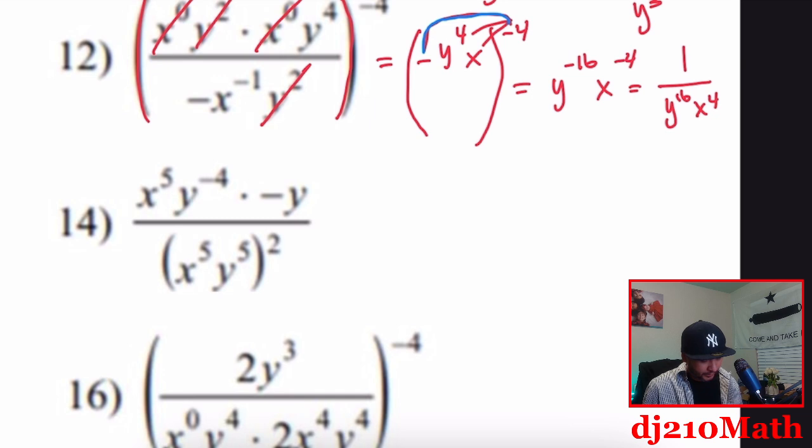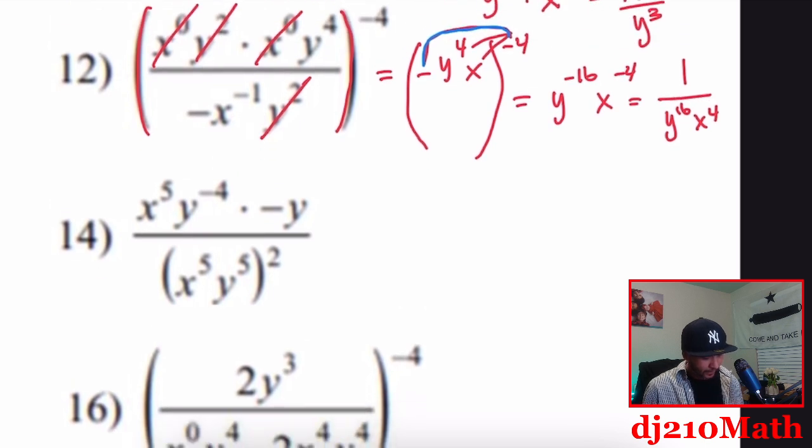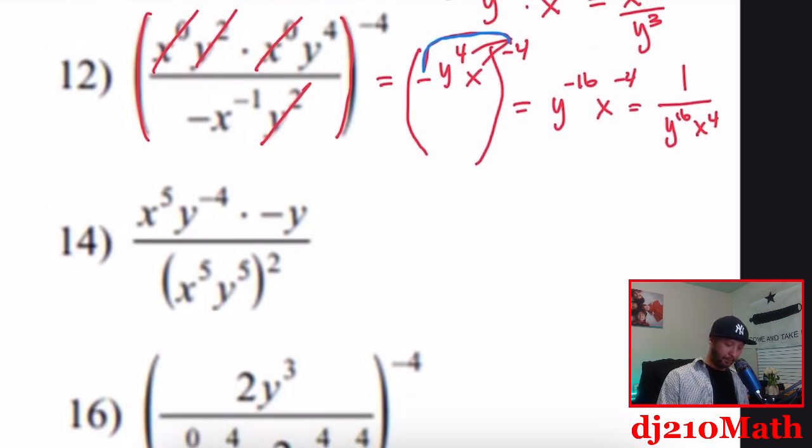All right, 14. We're almost done. Well, not really. 14. Numerator only. We have a negative. Now, if you pause the video and just work it out, you can do it your way, but I'm doing this the way that my mind processes things. So the negative is going to go to the front. x to the 5th, y to the negative 4. There's nothing I can do there.